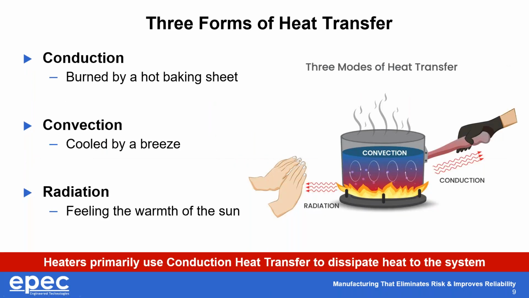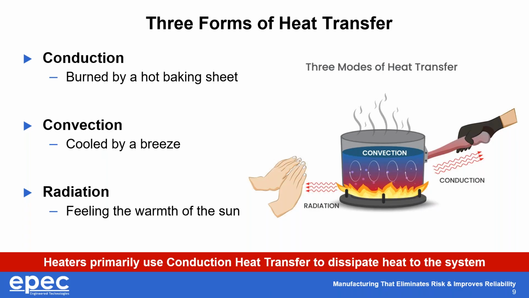So we're going to walk back to high school physics class and go over the 3 forms of heat transfer. The 3 forms of heat transfer are conduction, convection, and radiation. An example of conduction is you or I grabbing a cookie sheet out of the oven without a glove, and the hot pan burns our hand. That's an example of heat being conducted to my hand, burning me. We definitely don't want that to happen.